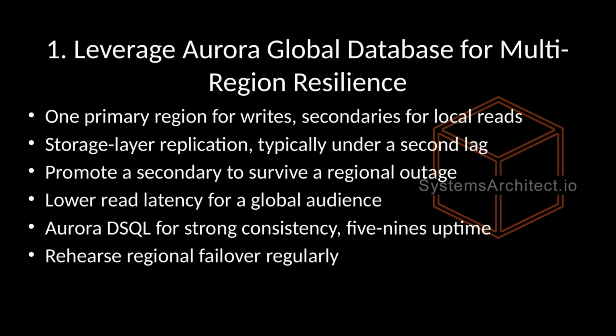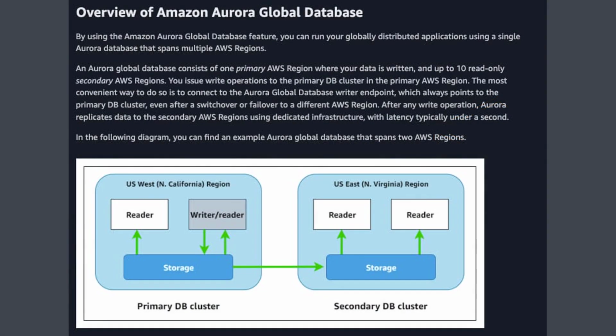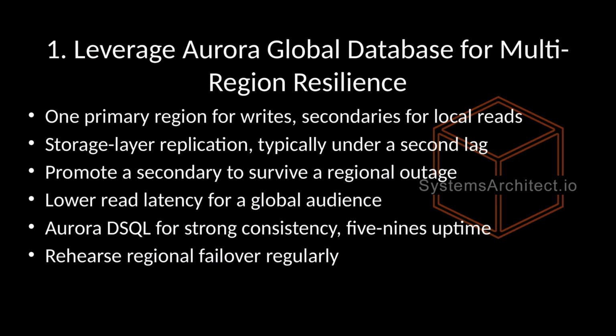1. Leverage Aurora Global Database for multi-region resilience. An Aurora Global Database runs a single database across multiple AWS regions, with one primary region handling writes, while secondaries serve fast local reads. If an entire region goes down, promote a secondary and keep running with minimal downtime and almost no data loss, thanks to sub-second storage layer replication.